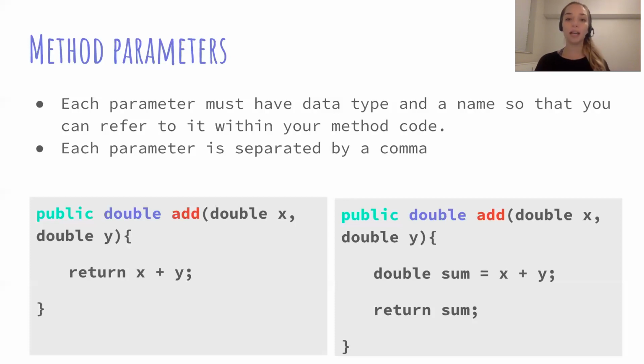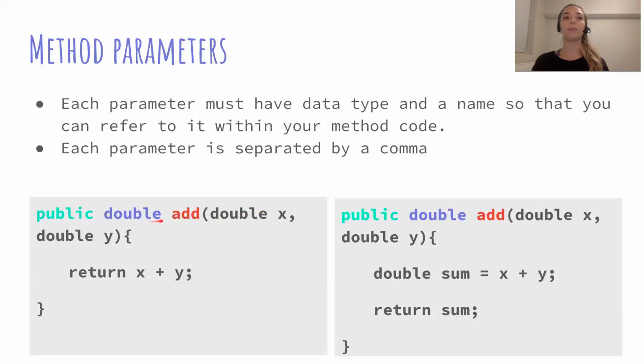Parameters will allow us to grab some data from our class that's calling the method and send it into our method. In the last video, I showed you that parameters will go within those parentheses at the end of the method name. You can have 0 parameters or you can have 1 or more parameters. But if you have more than 1 parameter, all the parameters should be separated by a comma, as you can see here.